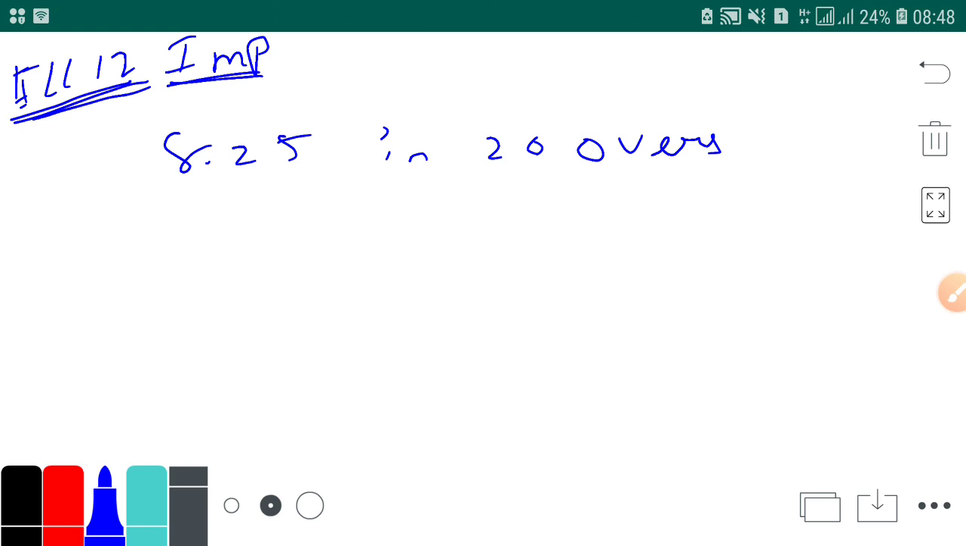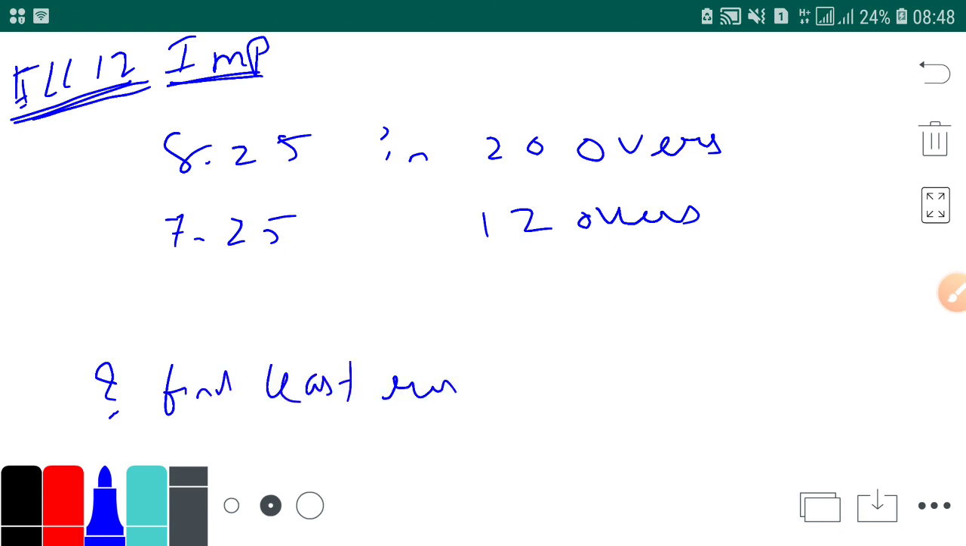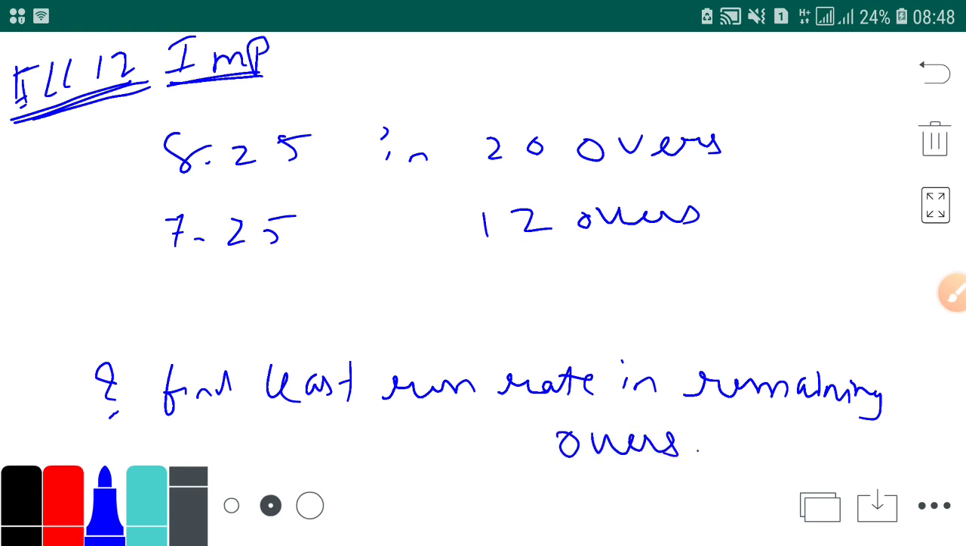The run rate at the end of 12 overs is 7.25. What should be the least run rate maintained in the remaining overs? Now, what is the question? Find the least run rate in remaining overs. This is the question exactly.